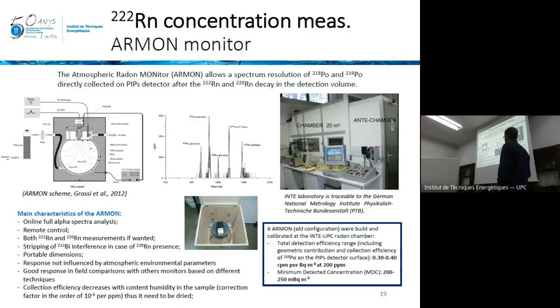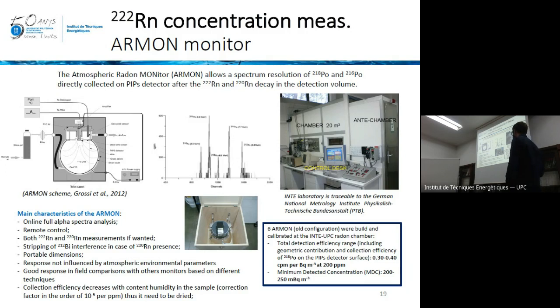And the silicon detector detected the alpha decay of these particles at this point. These were the main characteristics of this instrument: online full alpha spectral analysis, and it could be used with remote control. It also had measurements of thoron, which can be interesting in these applications.